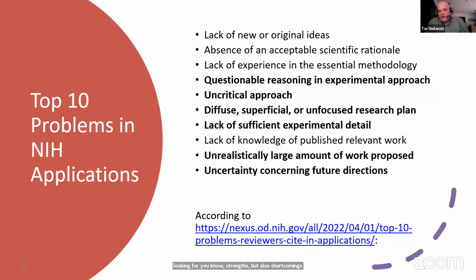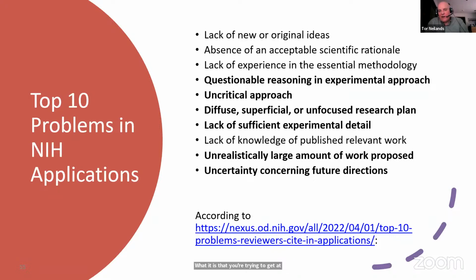Diffuse, superficial, or unfocused research plan. Again, just harping on this theme that reviewers are reading a lot of text and a lot of applications, and it's really incumbent upon you to help them understand what it is that you're trying to do, and not put them in a position of having to guess or work extremely hard to figure out what it is that you're trying to get at.